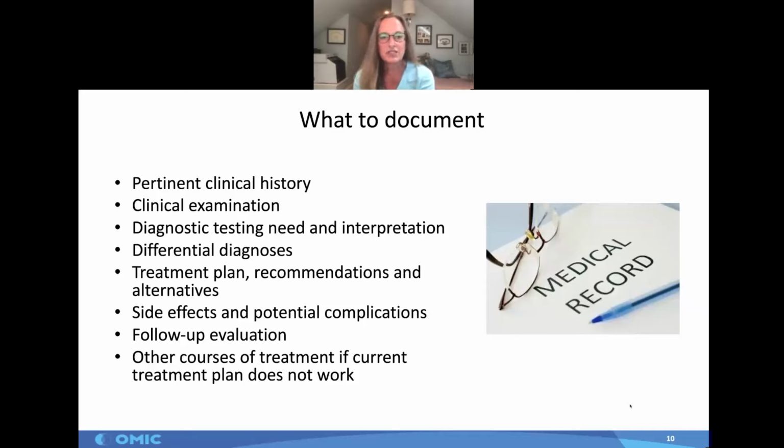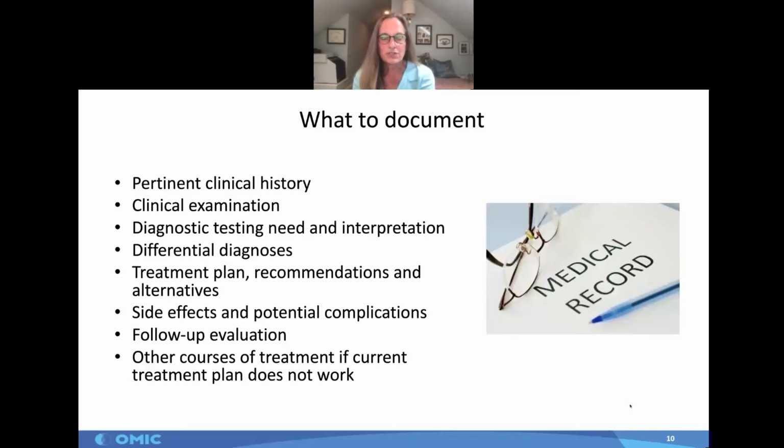So the pertinent clinical history, you want to review the history of present illness, the chief complaint of the patient, what brought them to the office. Carefully document their clinical examination and really be careful not to carry forward any exam elements that aren't current, and note anything specific about the patient. Instead of carrying forward all normal exam elements, really home in on what are important exam elements for that patient. Diagnostic testing that you order needs to have a reason that you ordered it and also an interpretation. What did you find in that testing?